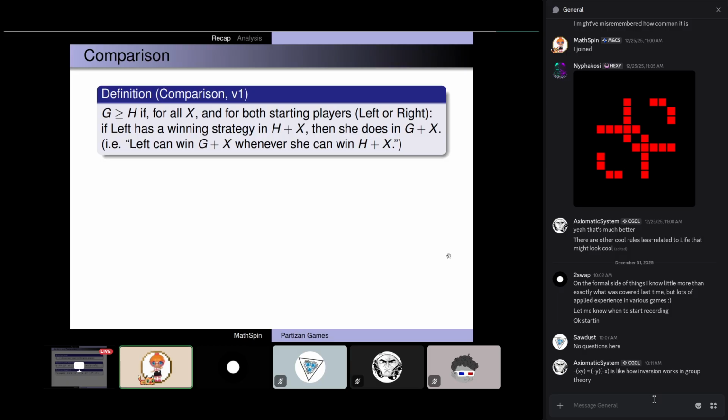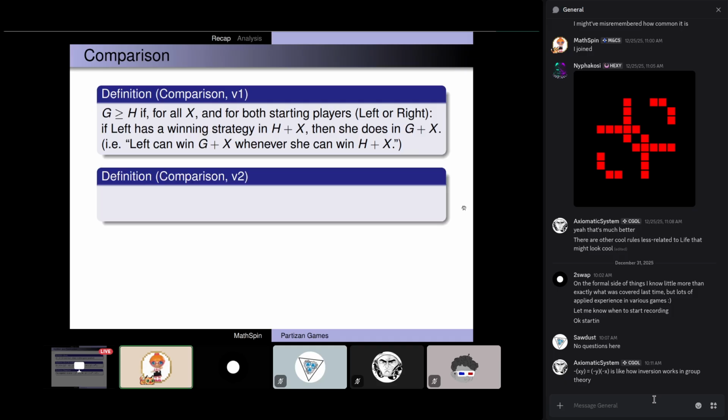So one definition we have for comparison: G is greater than or equal to H if for all games X, so this is like in any context of a sum, and for both starting players, either when left is starting or when right is starting, if left has a winning strategy in H plus X under those conditions, then she does in G plus X. Or a way to summarize this is left can win G plus X whenever she can win H plus X. So this is like G is at least as good as H for left in any sum. That's what this definition is capturing.